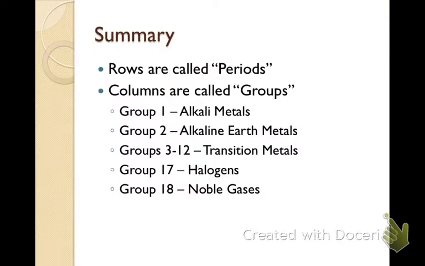So to summarize, the rows are called the periods, the columns are called the groups. Group 1A are the alkali metals, group 2 or 2A are the alkaline earth metals. Groups 3 to 12 are the transition metals, they're the B group. Group 17 are the halogens, and group 18 are the noble gases.